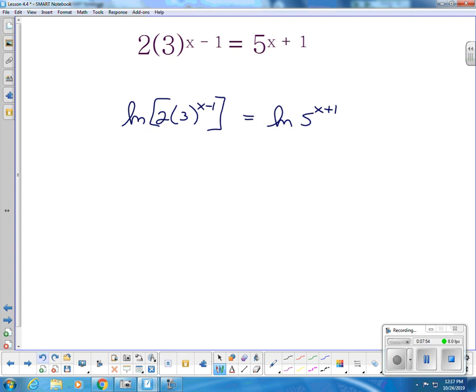So somehow, I have to split these two up so that this guy is with his own individual log. So how can I split those up? You add the 2 logs. So we're going to do the log of 2, plus the log of 3 to the x minus 1. You can only use that power property if you have one base. So now I can take these powers and put them down in front.